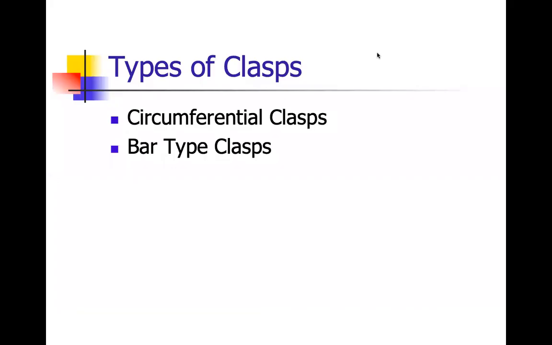In my last lecture, I told you about the 6 properties of a properly designed clasp. Therefore, the clasp should be designed and located to perform the specific functions of support, stabilization, reciprocation, and retention.